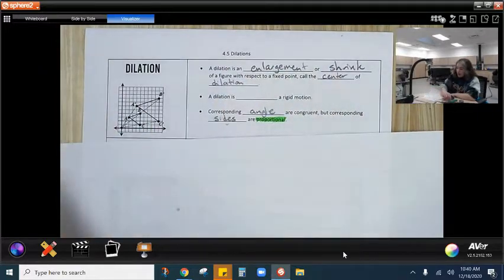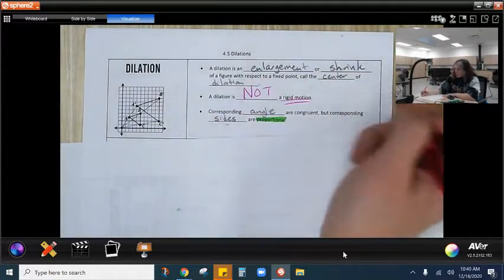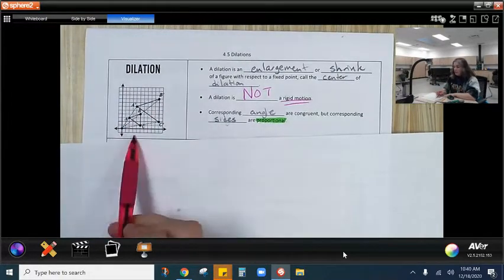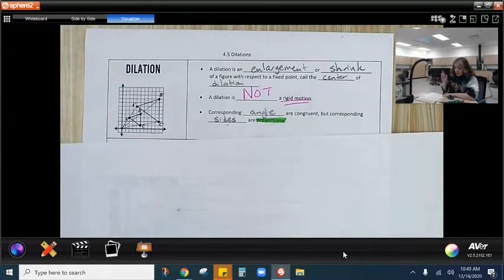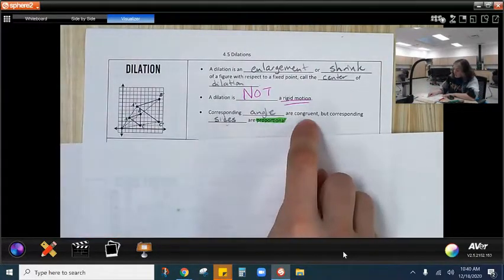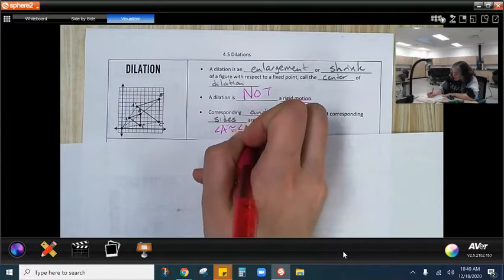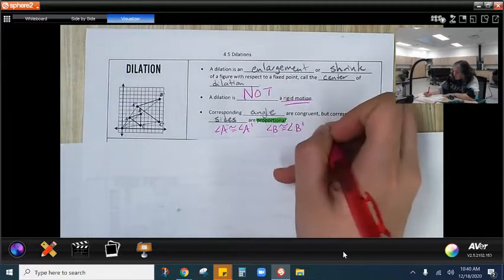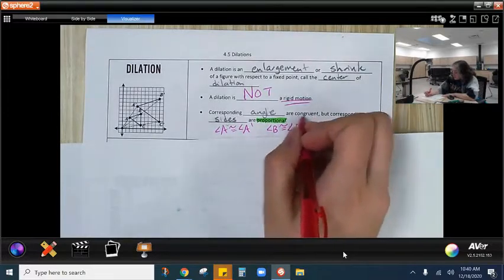And a dilation, put this in like bright pink, something is not a rigid motion, okay? That means that your pre-image and your image are not congruent. And looking at this, you can just see, right? You can see that triangle ABC is not congruent to triangle A prime, B prime, C prime. Now, what is congruent is the angles, all right? So that means that angle A is congruent to angle A prime. And angle B is congruent to angle B prime. And angle C is congruent to angle C prime. That is true. These are congruent.